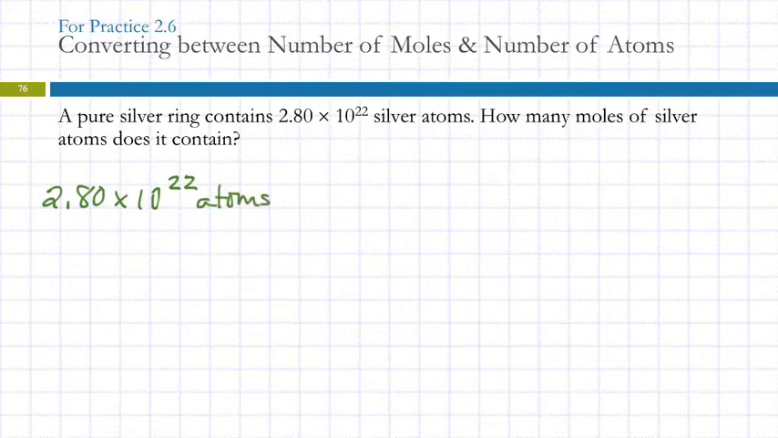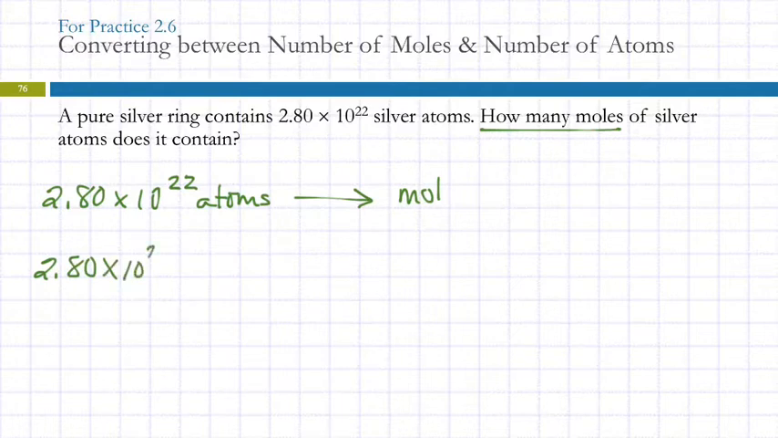What do we want to find? We want to find moles. How many moles? So we need to convert this to moles. Well, we know a relationship between moles and atoms. It's Avogadro's number. So this will be just a one-step conversion.